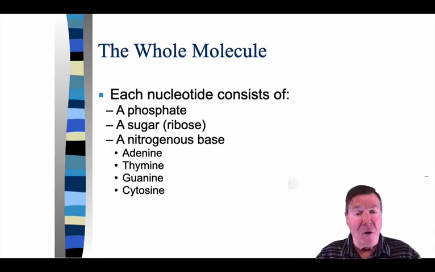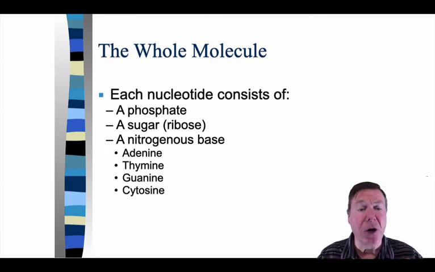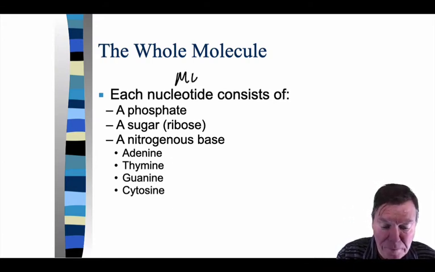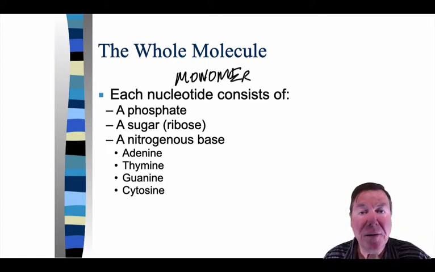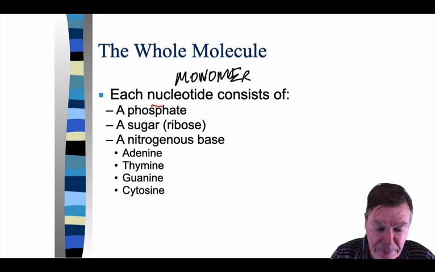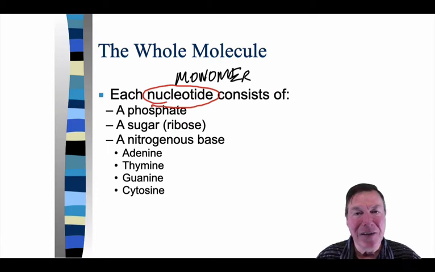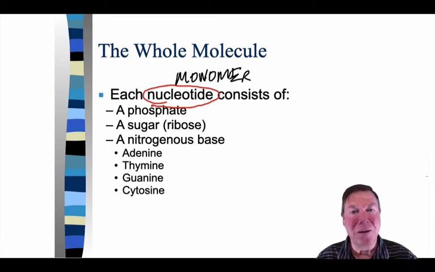So the whole molecule is a phosphate, a sugar, and one of the nitrogenous bases. That is the monomer of a nucleic acid, a nucleotide. You remember monomers. We go back to the second unit. Remember, the monomer of a carbohydrate is a saccharide, the monomer of a lipid is a fatty acid, the monomer of a protein is an amino acid. Well, the monomer of a nucleic acid, DNA or RNA, is called a nucleotide.